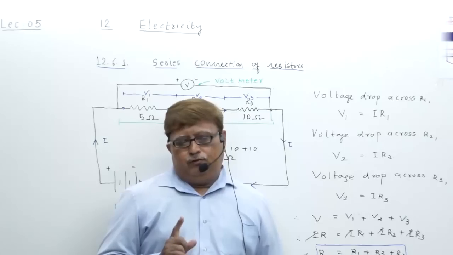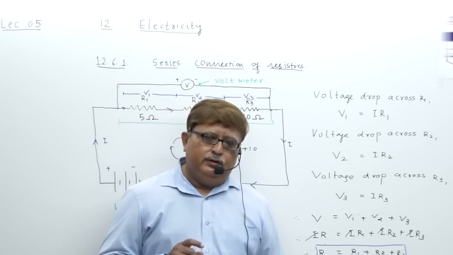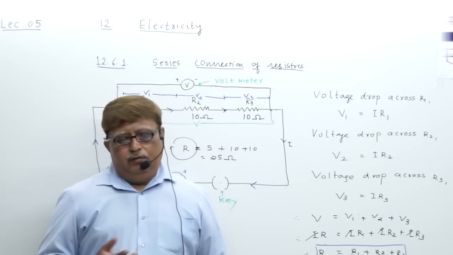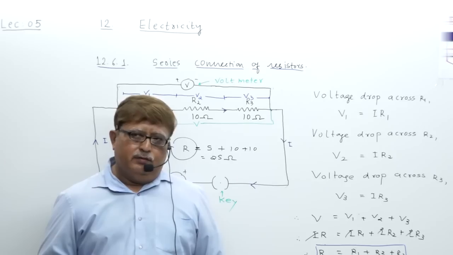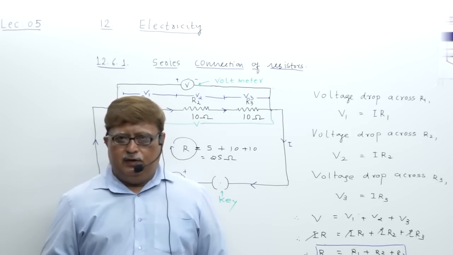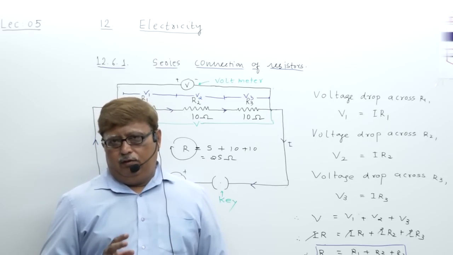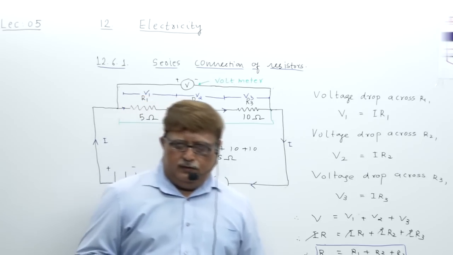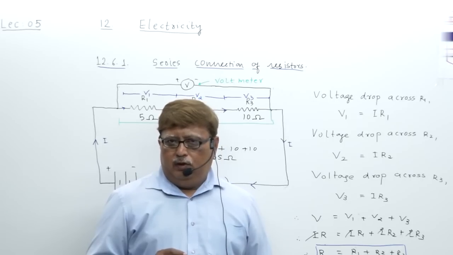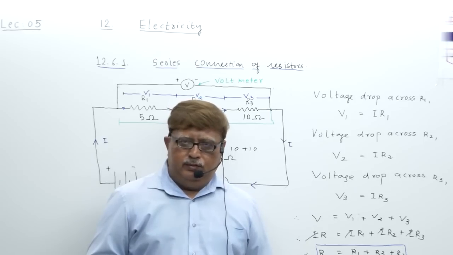Second, you should remember Ohm's law. What is that? V equals IR. When you keep these two formulas in mind, you are able to answer any question quite easily. You need to keep one thing, R equals R1 plus R2 plus R3, maybe for many resistances also, and V equals IR. This is what you need to remember.